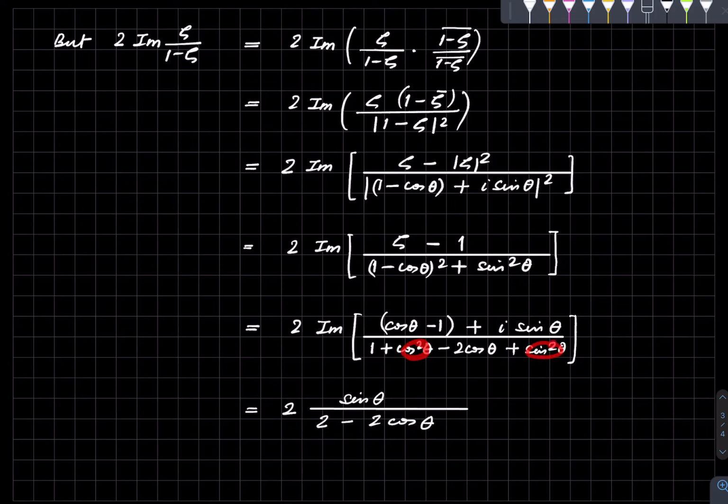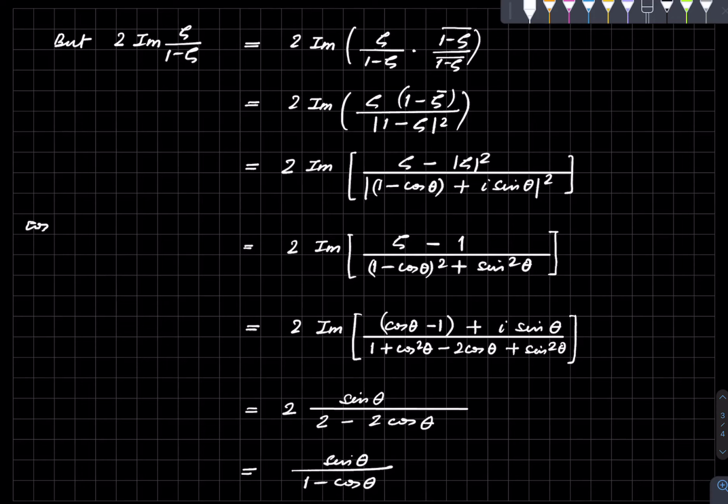So let me explain how I got the denominator equal to that. Basically, cos square theta plus sine square theta is equal to 1. 1 plus 1 is 2, and therefore we get this. So I hope you see that. And this is equal to sine theta by 1 minus cos theta. We just cancel the 2. And now there must be some formula for cos theta, which I don't remember offhand. But yeah, okay, let me do that.